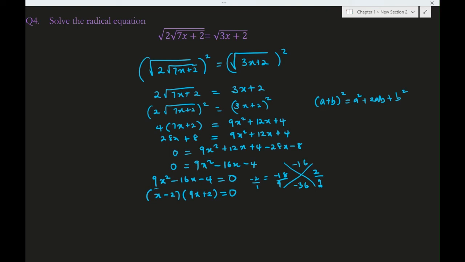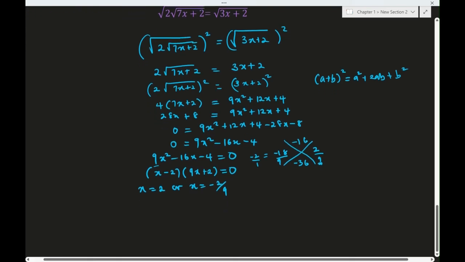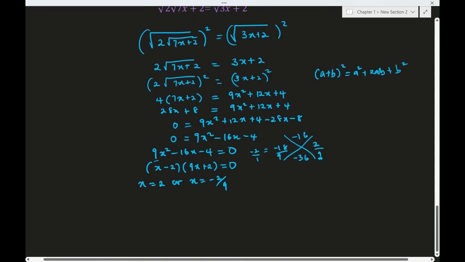Now, what is left? What does it mean from here? We can see clearly it means that x is equal to what? 2, or x is what? Minus 2 over 9. Now, can we stop here? No, really, because here we're dealing with what? We're dealing with even roots. And since we're dealing with even roots, it's always good to check.